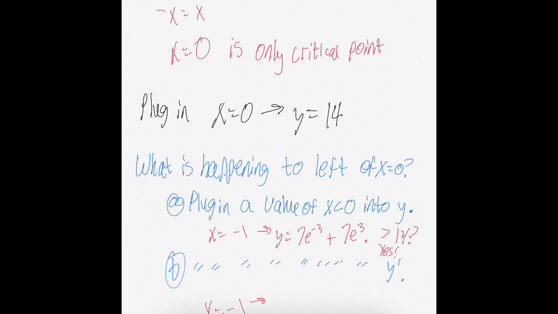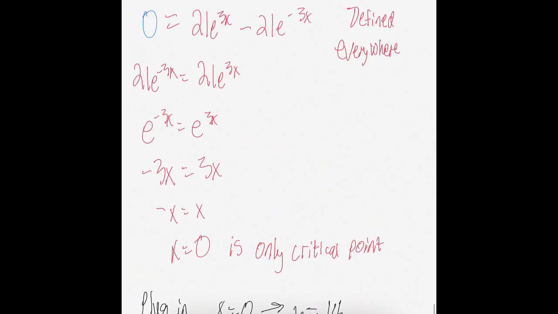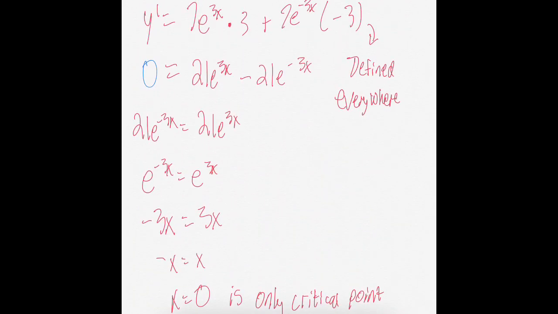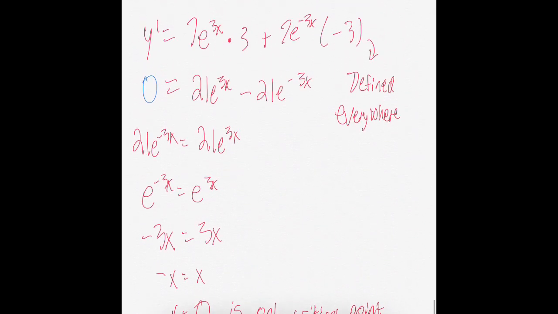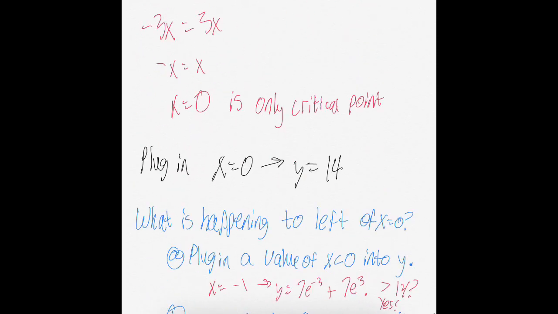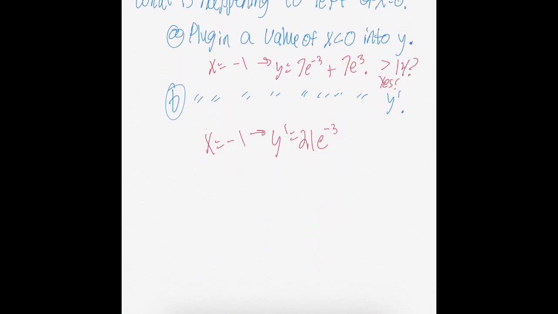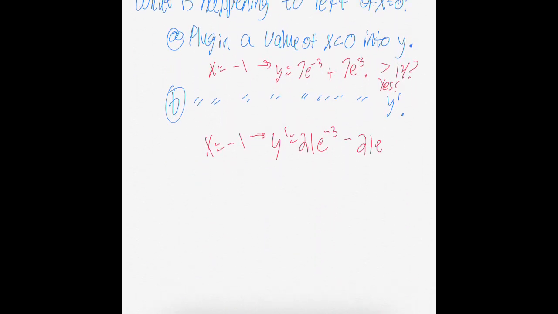Okay, I should have given myself more space. If I plug it into the derivative, x equals -1, well then I get y prime equals 21e to the -3 minus 21e to the 3.